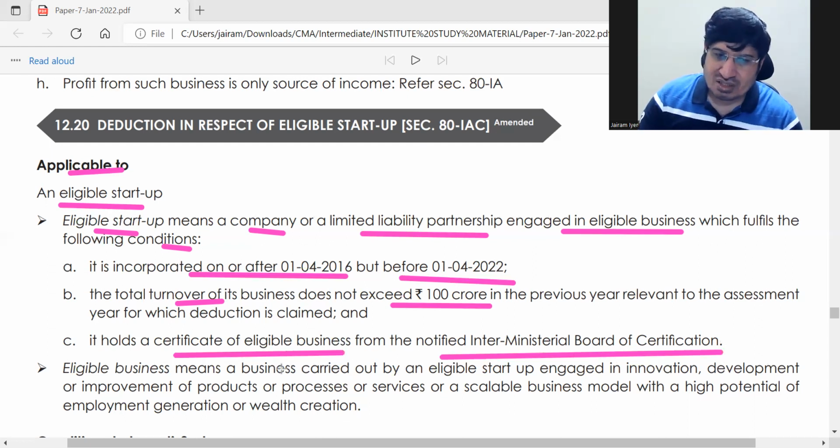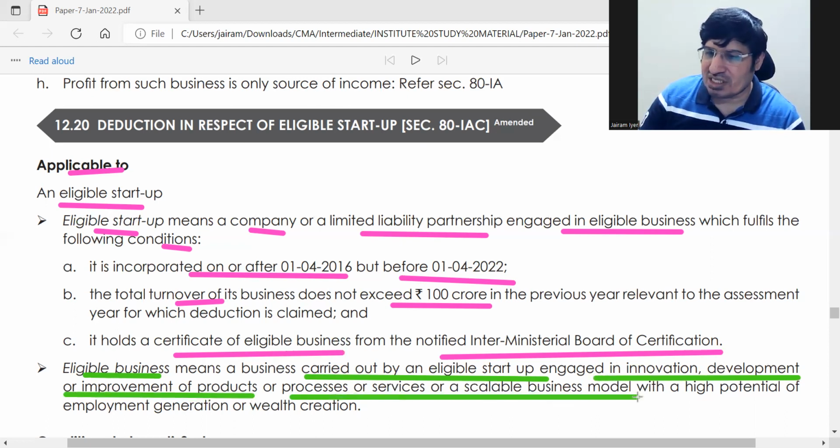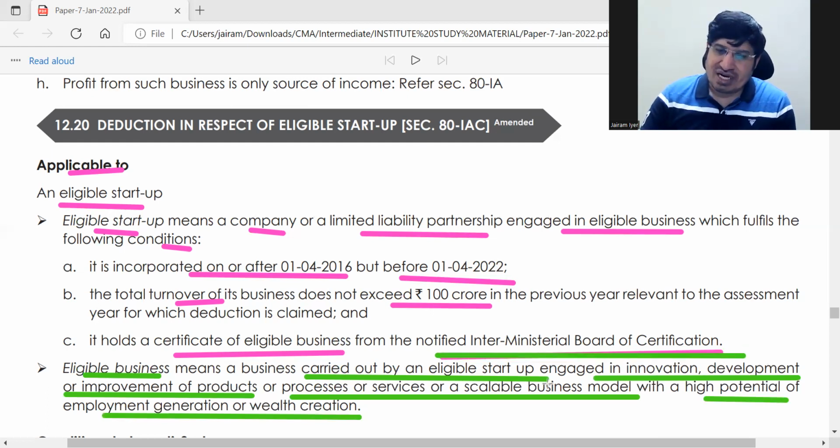ठीक है? So ये है, and then what is eligible business again? It means a business carried out by an eligible startup engaged in innovation, development, or improvement of products, processes or services, or a scalable business model with a high potential of employment generation or wealth creation. Some new ideas and all, and they have to get certificate from notified interministerial board. If they get certificate, then they will become an eligible business, otherwise not.